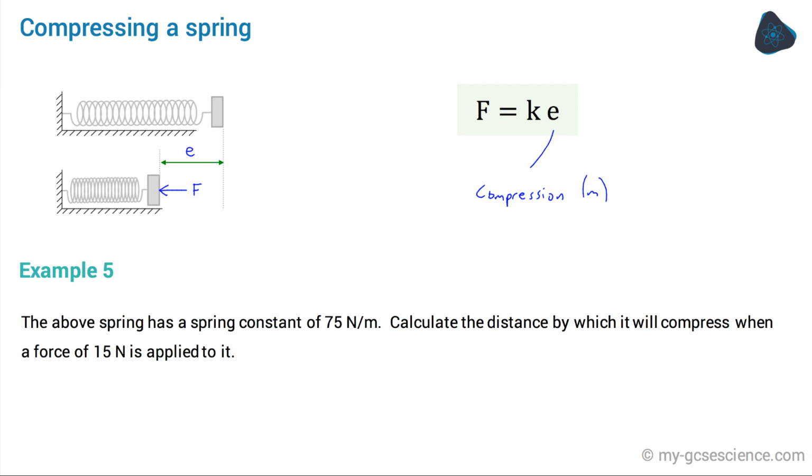As you can see here, the spring constant is 75 newtons per meter, and a force of 15 newtons is applied to this spring. To work out the compression, we just rearrange F equals KE to give E equals F over K, and subbing in, that gives 15 divided by 75, which gives an answer of 0.2 meters.